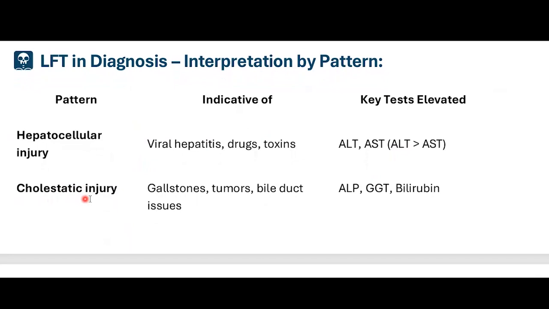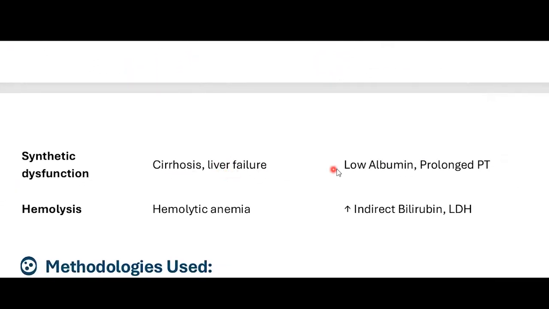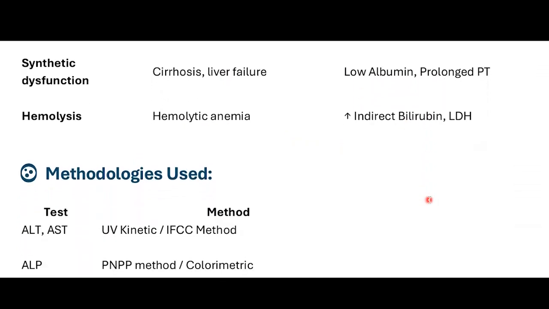Next is cholestatic injury: gallstones, tumors, bile duct issues. You will see a rise in ALP, GGT, and bilirubin. That is the important thing. When both these enzymes, alkaline phosphatase and GGT, are raised, the first thing we will consider is bile related issues. Next, synthetic dysfunction: cirrhosis, liver failure, low albumin, and the PT will be prolonged in that case. Hemolysis, hemolytic anemia: indirect bilirubin will be high, and LDH will also be high.